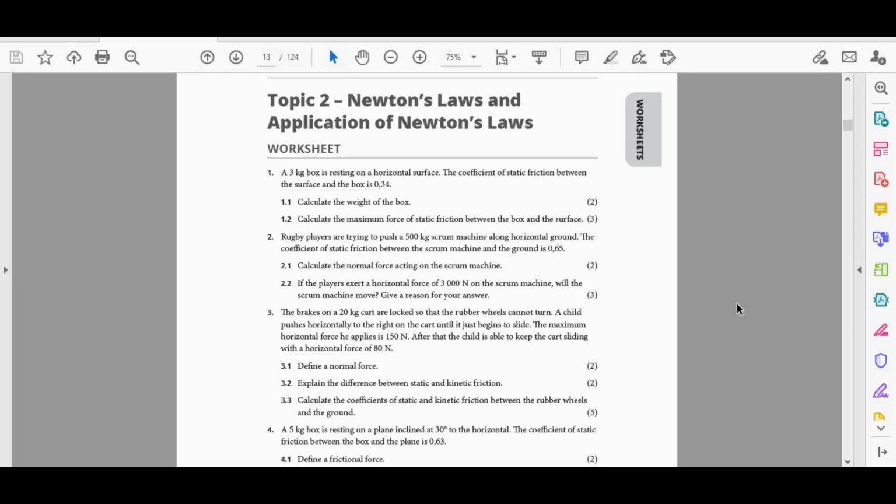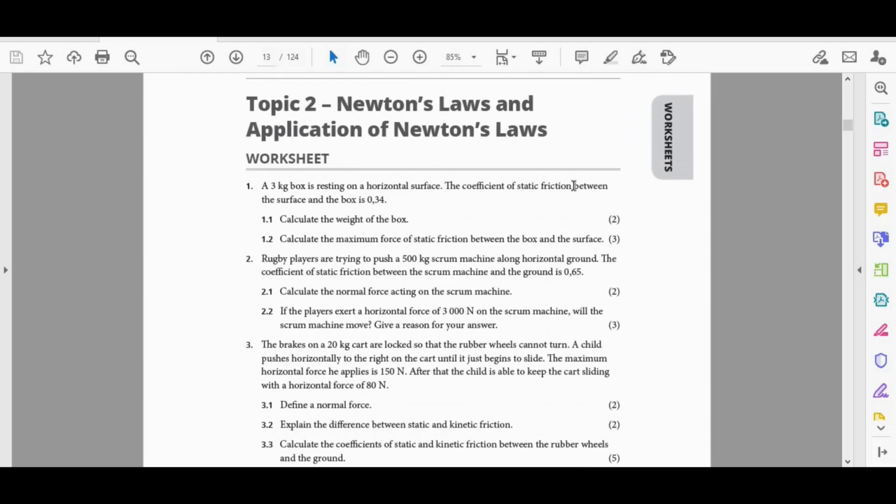So on this little worksheet, I'm not sure if everyone is able to see it. Maybe I'll make it about 85, maybe it's a little bit bigger. A 3 kilogram box is resting on a horizontal surface. The coefficient of static friction between the surface and the box is 0.34. Okay. Number 1, they want you to calculate the weight of the box, and that is for 2 marks.